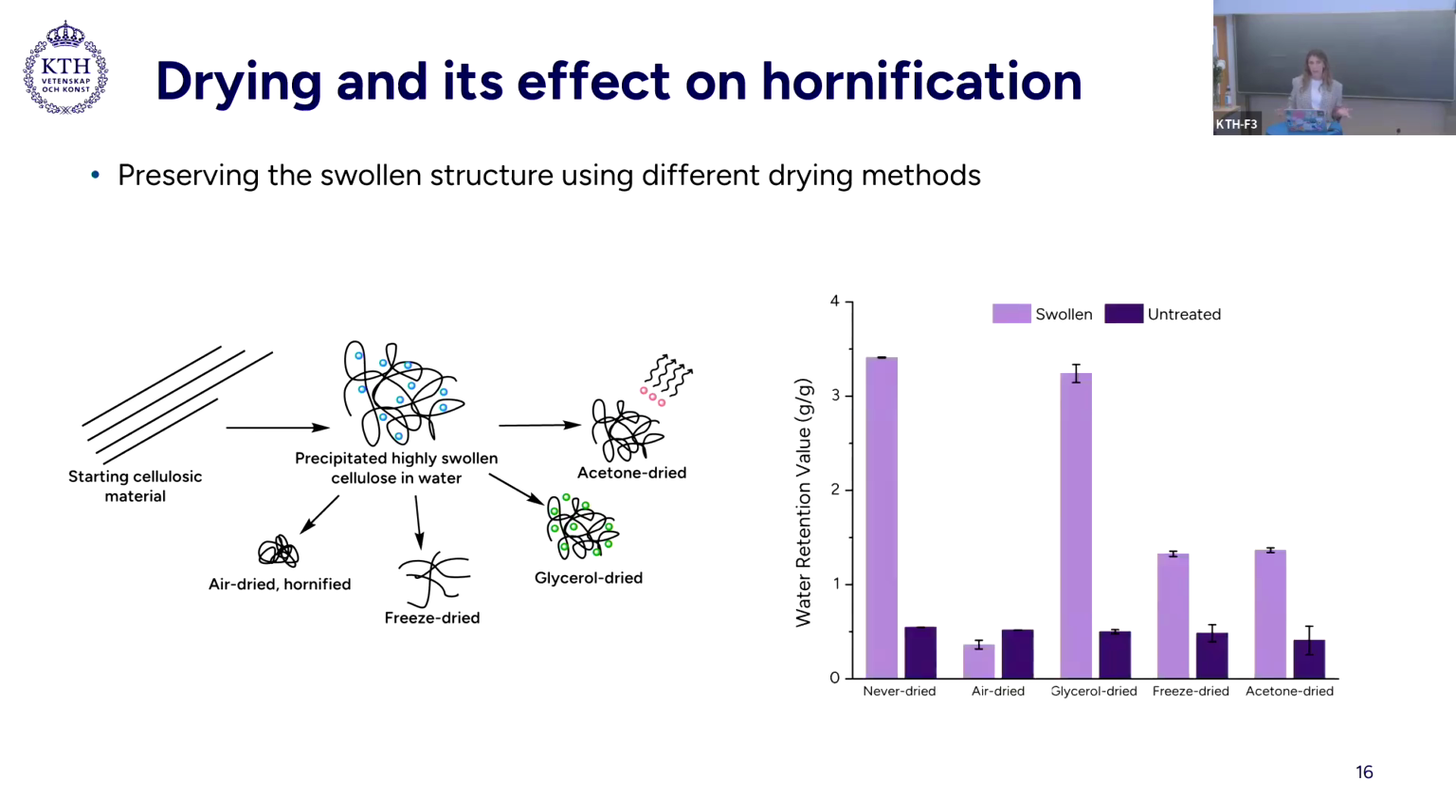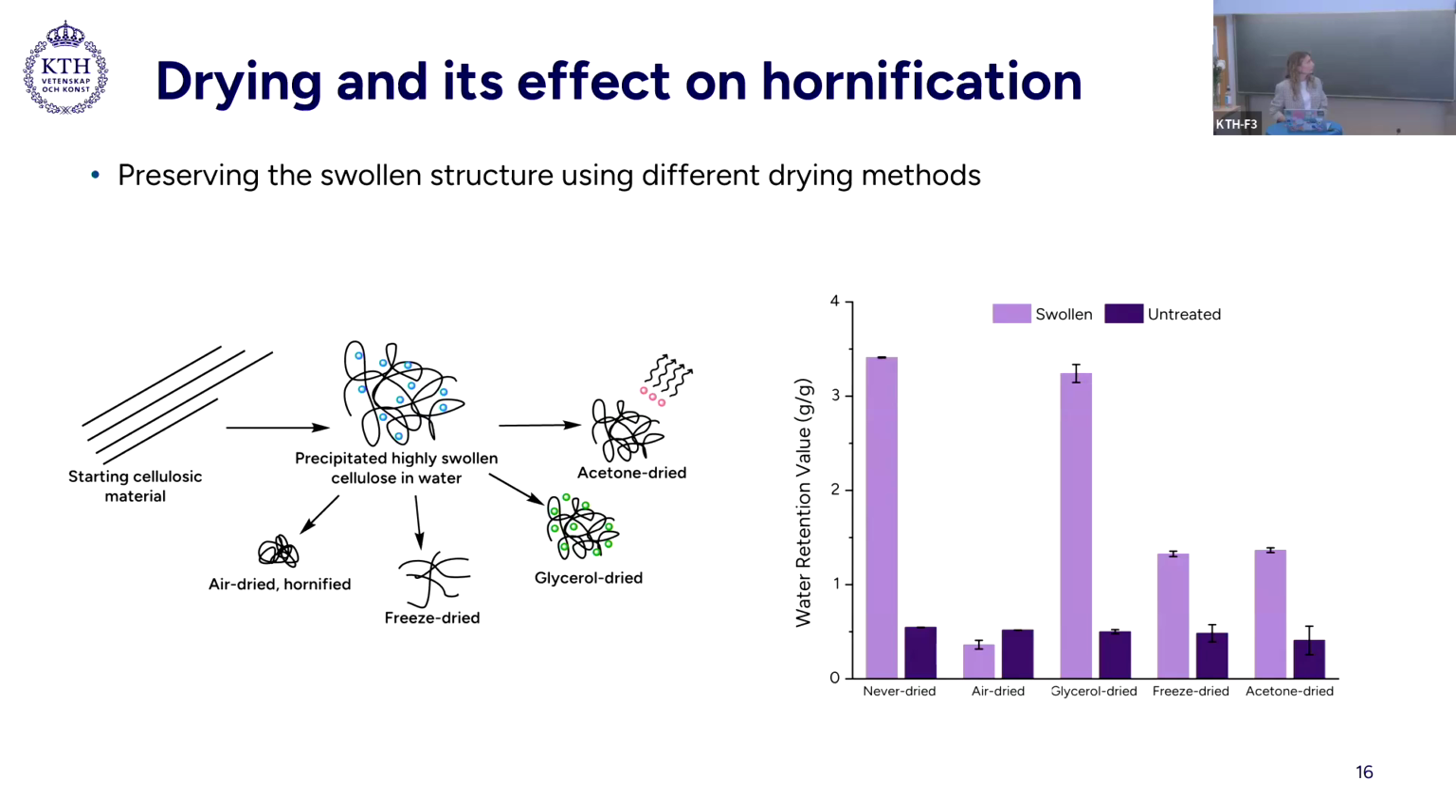And we measured how swollen the material is after the drying. So we measured this by using water retention value. Water retention value has previously been shown to correlate very well with the degree of hornification, but it also tells us how much water the sample can bind. So what we can see is that if we don't dry the sample, we have a very high water retention value, and when we dry it in the presence of glycerol, the water retention value remains high, meaning we have preserved the swollen structure. Whereas for freeze drying and acetone drying, it was slightly reduced, but it's still better than if we don't treat the material with the swelling.